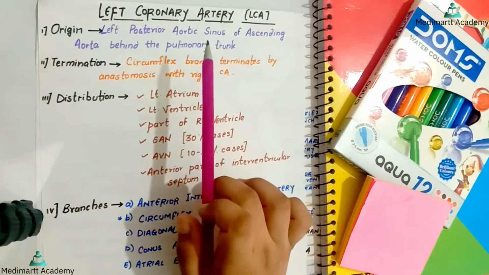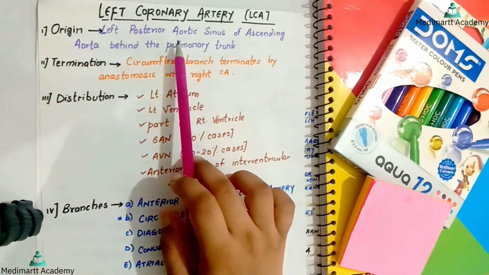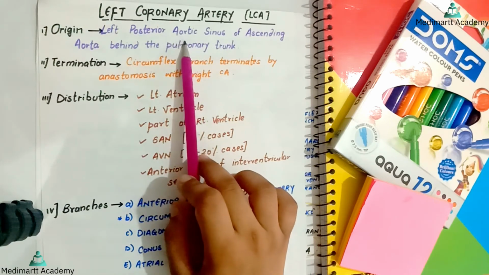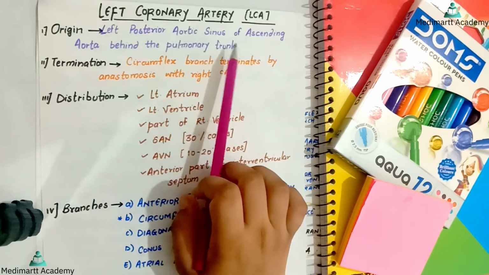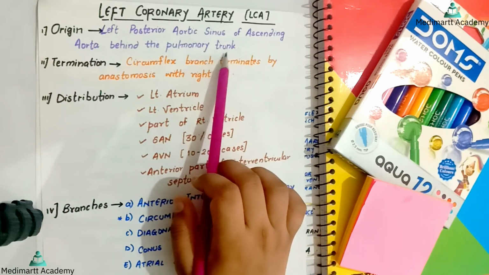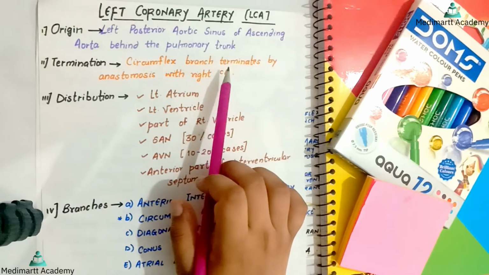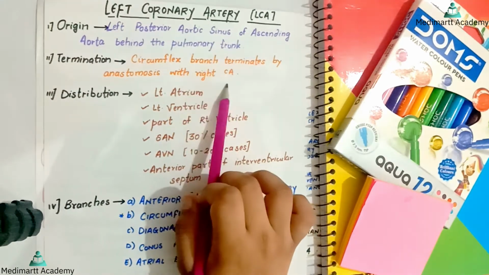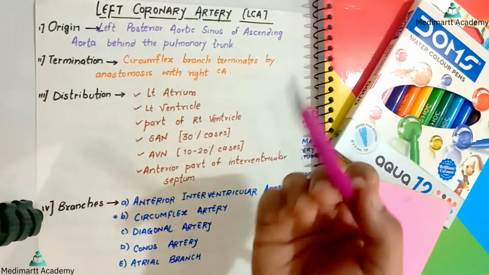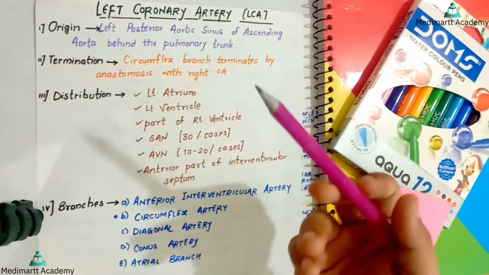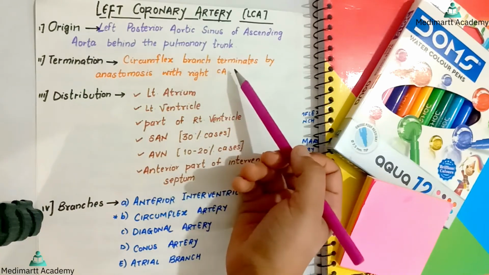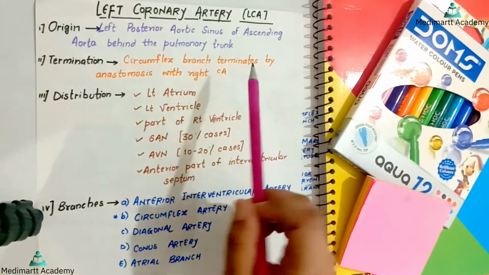Now I will tell you about the left coronary artery. It basically originates from the left posterior aortic sinus. We know in the posterior part there are two aortic sinuses, right and left. So it originates from the left posterior aortic sinus of the ascending aorta behind the pulmonary trunk, and it terminates by anastomosis with the right coronary artery. But here is the thing that I already told you in the previous video, that circumflex means something which is rounding. So the circumflex branch basically anastomoses with the right coronary artery.